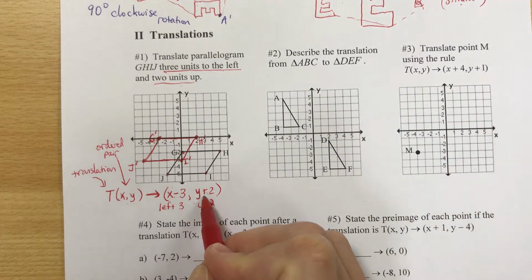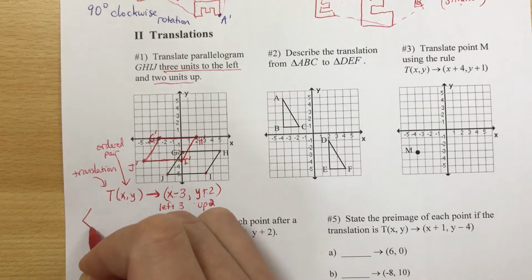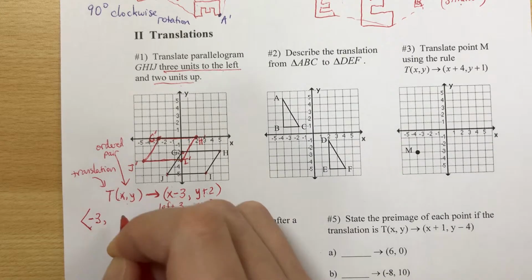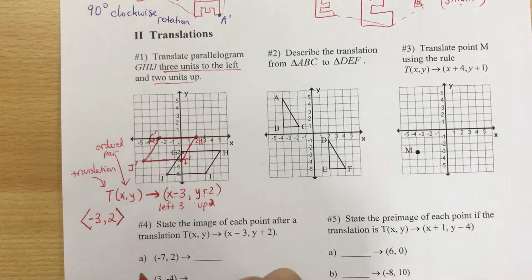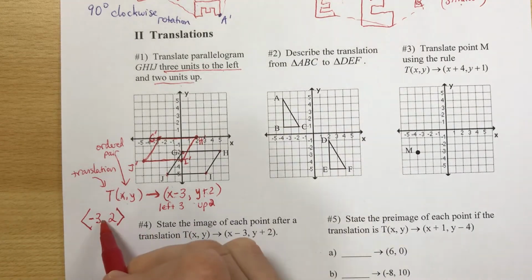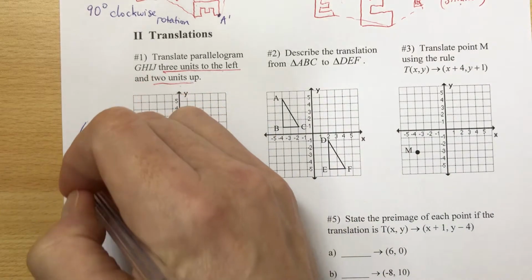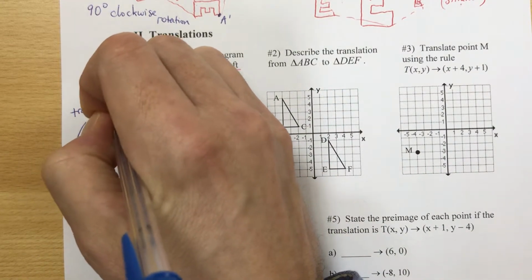To write x minus 3 and y plus 2, they use this kind of slanted bracket here, and they write minus 3, comma, 2, and then they close it with another slanted bracket. This is what we call a translation vector. Okay, so this is a different way to write it. This is called a translation vector.